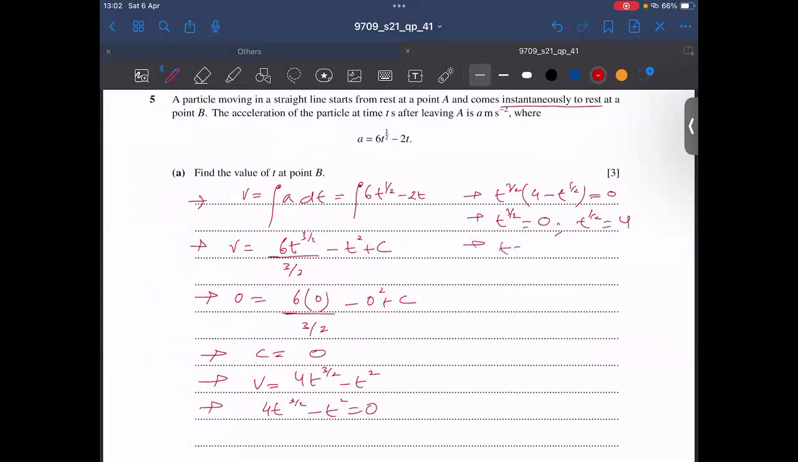So t is going to be equal to 0. And I'm going to take the square on both sides. It's going to be 16. So t equals 16 seconds. Because at t equals 0, the particle is at point A. So at t equals 16 seconds, the particle must be at point B.